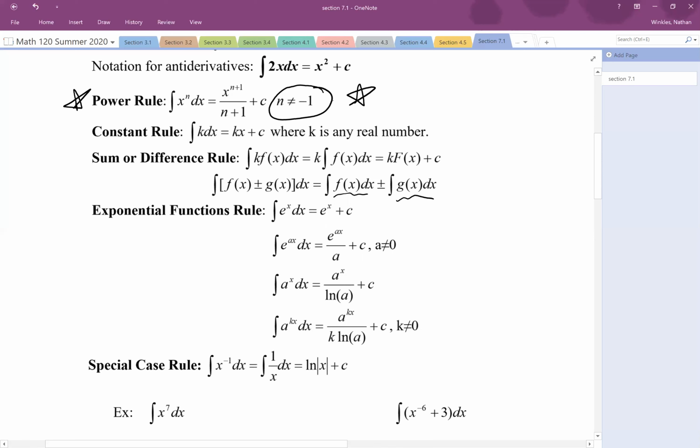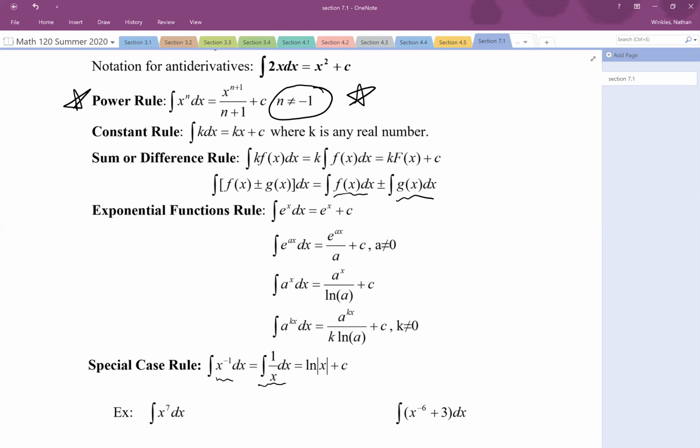So with that, anytime we see the integral of 1 over x dx or the integral of x to the -1 dx, this is going to become the natural log of the absolute value of x plus c. So let's look to see what's going on with all of these now that we have all these rules. So the integral of x to the 7th dx.